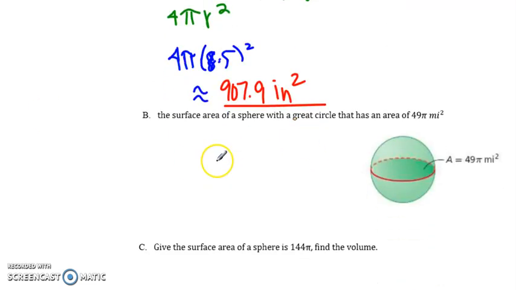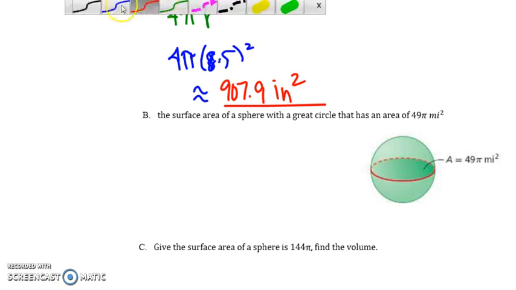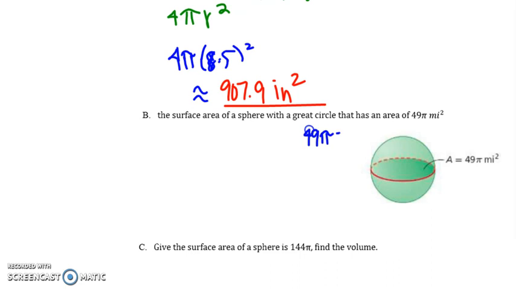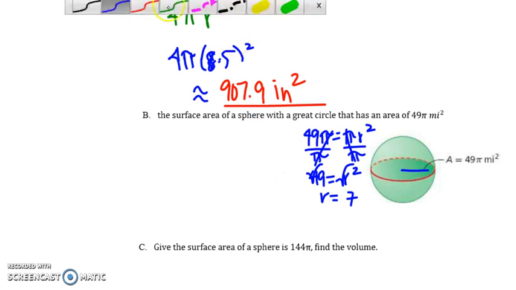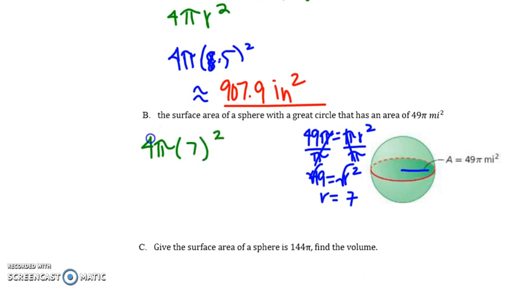All right, so looking down here, our next one, we're given the area of our great circle. So we can use that to find our radius. So we actually have to work backwards and take that 49 pi equal to pi r squared and divide by pi. And then 49 is equal to r squared, and so we do the square root. So radius is 7 when we work backwards so that we can find a radius. So now we can find surface area because we know the radius. So 4 times pi times 7 squared.